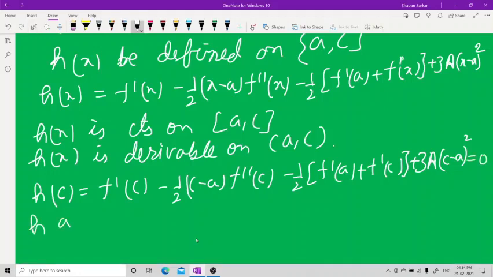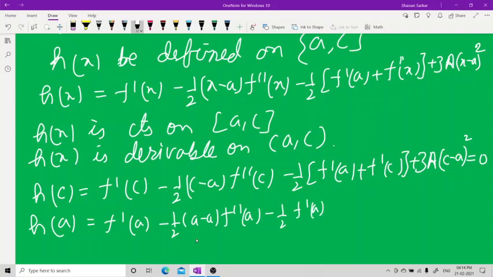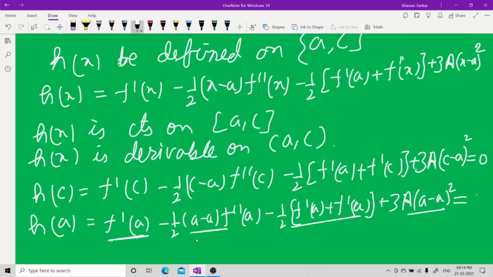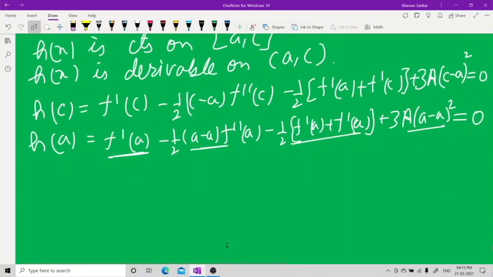Now find ha. Ha is very simple. Just put f dash a minus half [f dash a plus f dash a] minus half (a minus a) f double dash a plus 3a (a minus a) whole square. Now this term and this term are 0, and this term is also 0. So the whole thing again is 0. So the third condition of Rolle's is satisfied on h.